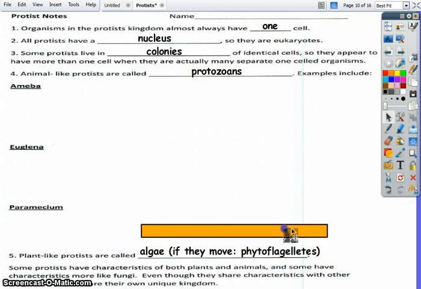Alright, so we looked at the amoeba, euglena, and paramecium, considered to be protozoans. Plant-like protists are going to be called algae. If the plant-like protist happens to move similar to the euglena, they're going to be called phytoflagellates. And so protists, as I said before, have characteristics of both plants and animals, and some also have characteristics that are more like fungi. They share these characteristics with other kingdoms, but they are their own unique kingdom.